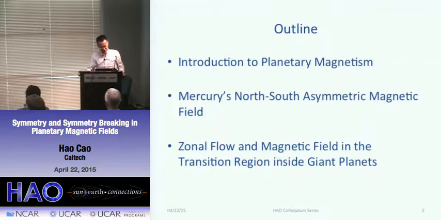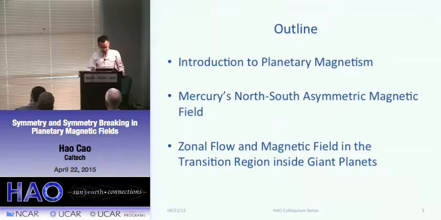Then we'll talk about Mercury's north-south asymmetric magnetic field. It has been recently discovered by the MESSENGER spacecraft that on the surface of Mercury, the magnetic field in its northern hemisphere is three times stronger than the magnetic field in the southern hemisphere. So there is a big north-south asymmetry, and I would like to understand why.